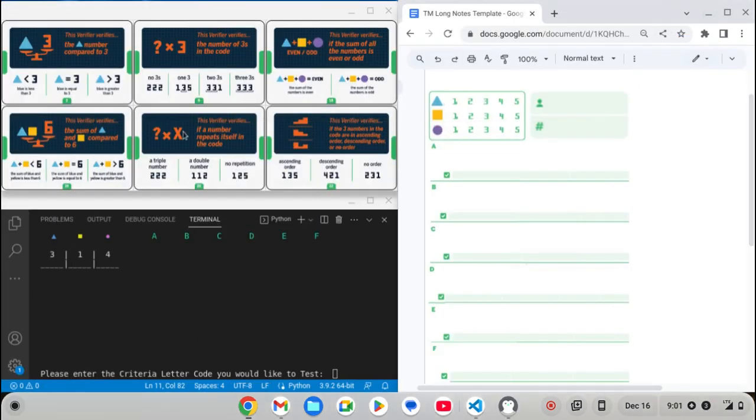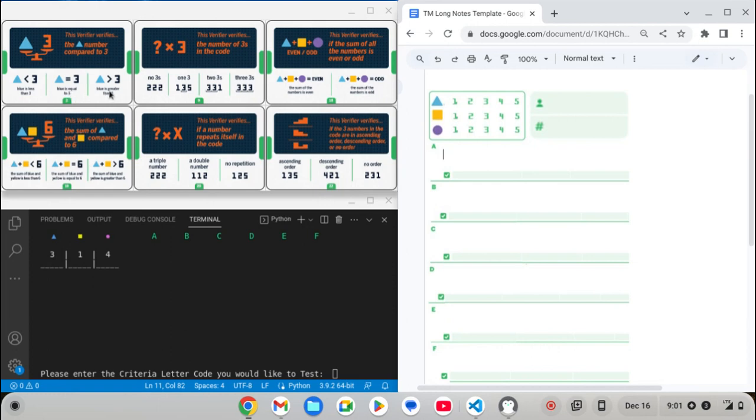So in the grid above, we've got our 6 criteria cards. On the top row, we've got criteria card A, criteria card B, and criteria card C. On the bottom row, we've got criteria card D, criteria card E, and finally criteria card F. Criteria card A takes a look at our first digit, the triangle digit, and compares it to the number 3. So should the value of triangle be less than 3?